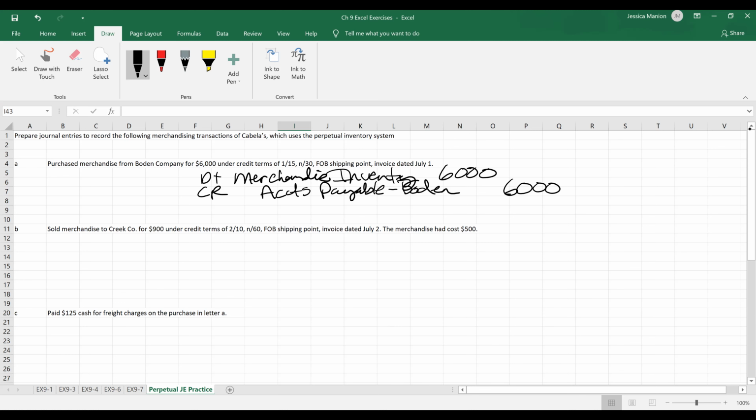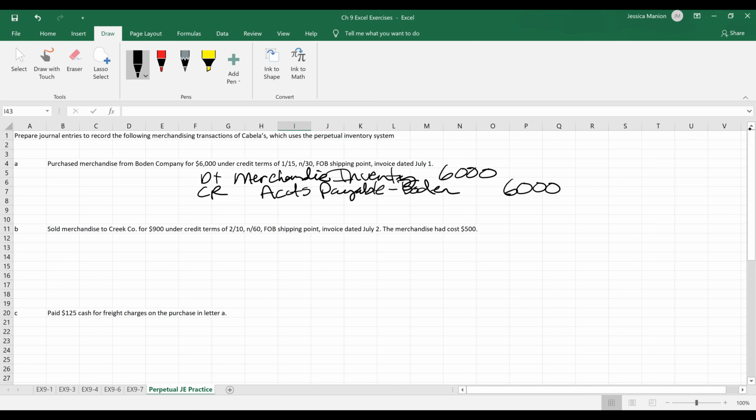All right, the next one, letter B, sold merchandise to Creek Company for $900 under the credit terms 2/10 n/60, FOB shipping point, invoice dated July the 2nd. The merchandise had a cost of $500. So remember on this one, we're selling merchandise, so we're going to have two journal entries: one to record the sale, and another to record the cost of goods sold, right?